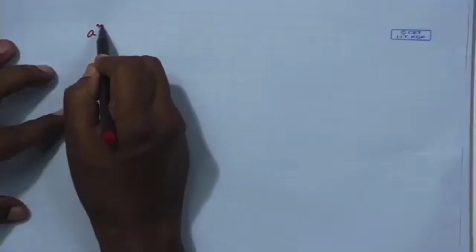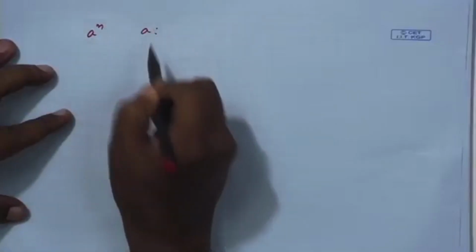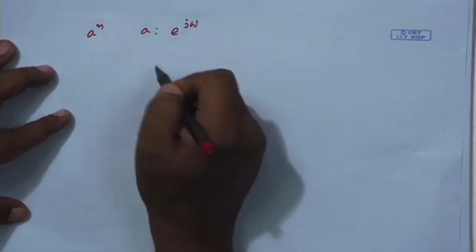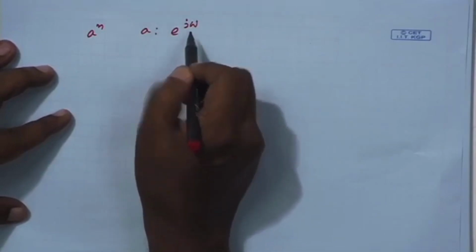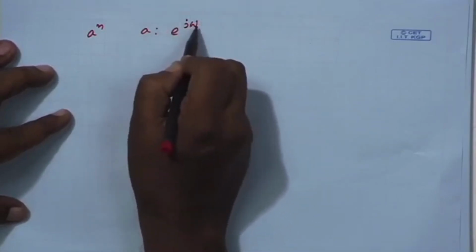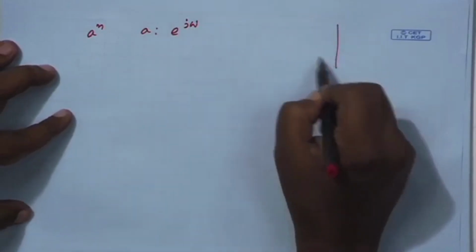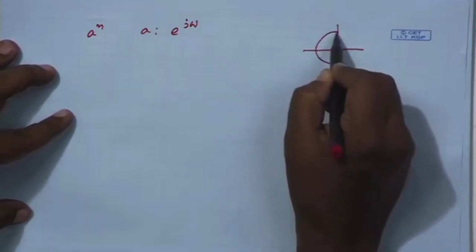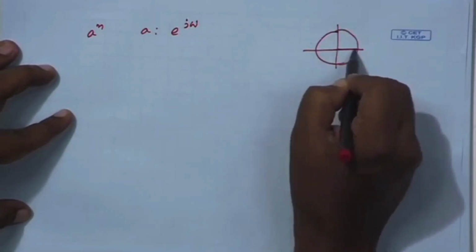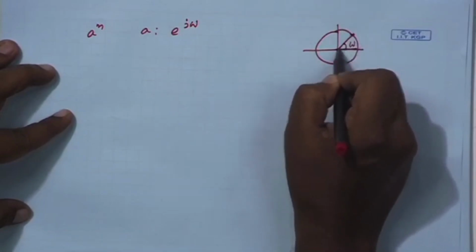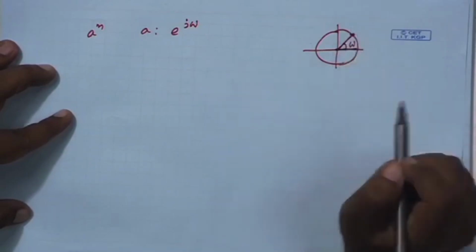Suppose I take a, like I was taking a to the power n, I take a to be a constant, a complex constant e to the power j omega, that is a complex number with magnitude 1, phase omega. Okay. Magnitude 1, phase omega. So, in the z domain in a complex plane, if you have a unit circle, that is circle with unit radius, this will be this angle omega. So, this is e to the power j omega. This much is cos omega, this much is sin omega, cos omega plus j sin omega.